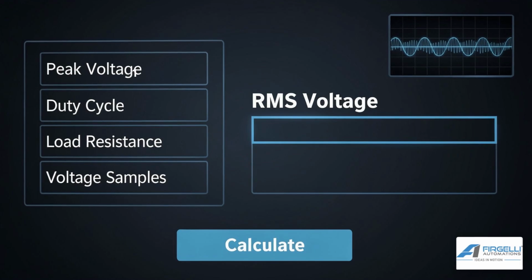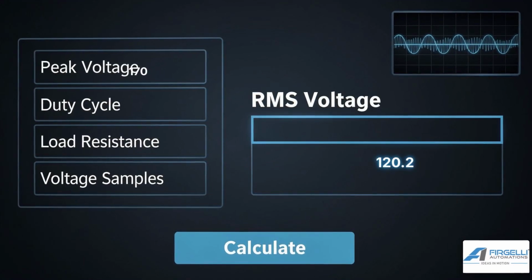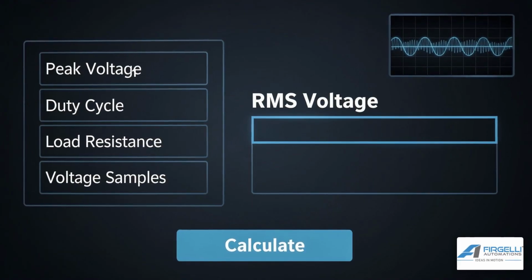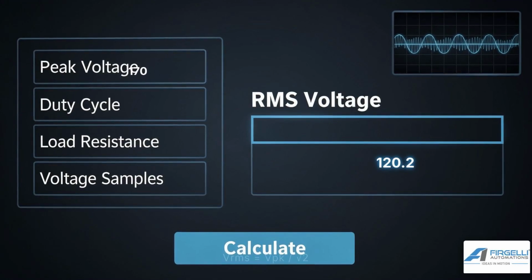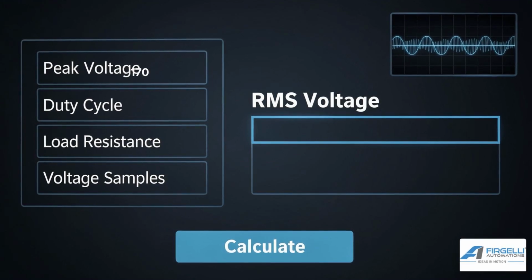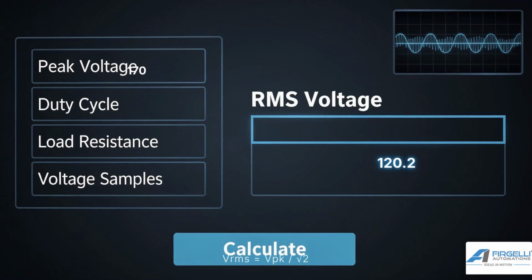Let's work through a real example. I'll enter 170 volts in the peak voltage field. This represents a typical household AC voltage peak. After clicking Calculate, the Results section displays RMS voltage, 120.2 volts. This confirms our standard 120-volt AC household supply, since RMS voltage for a sine wave equals peak voltage divided by the square root of 2.